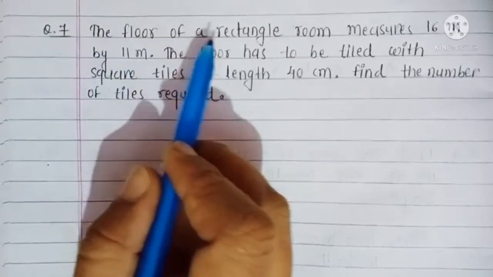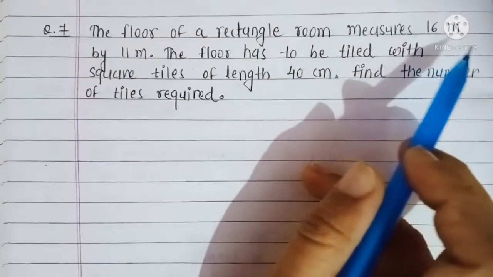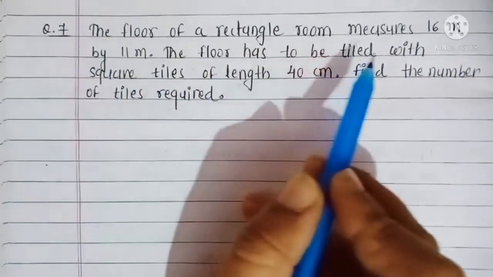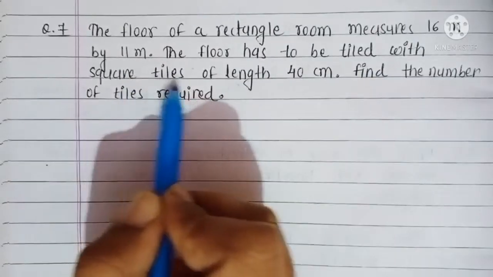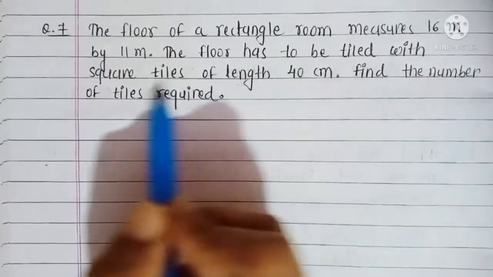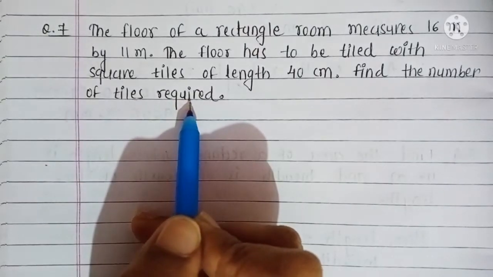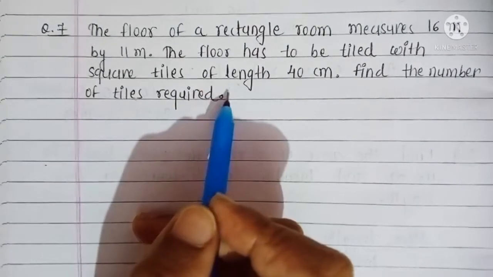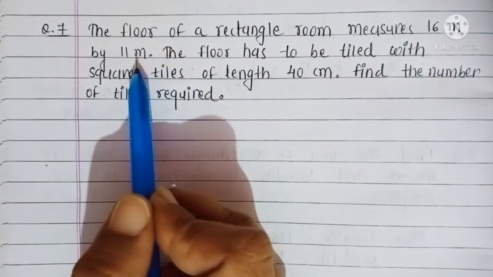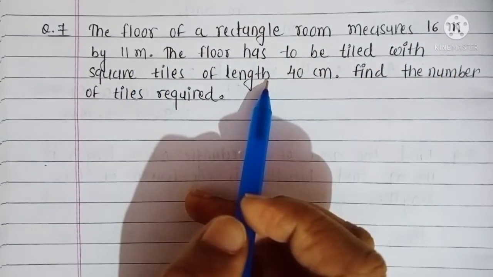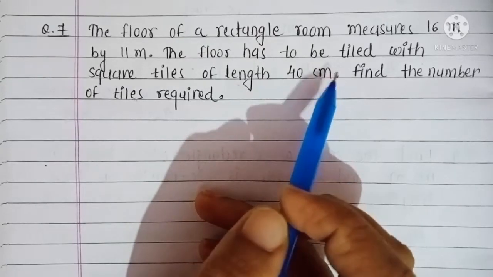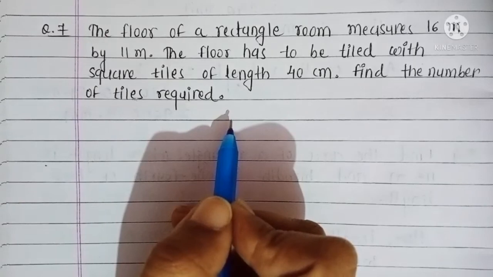The floor of a rectangle room measures 16 meter by 11 meter. The floor has to be tiled with square tiles of length 40 cm. Find the number of tiles required. That means the rectangle room's length is 16 meter and breadth is 11 meter, and the square tile's length is 40 cm. So how many tiles we need in the room, we have to find here.